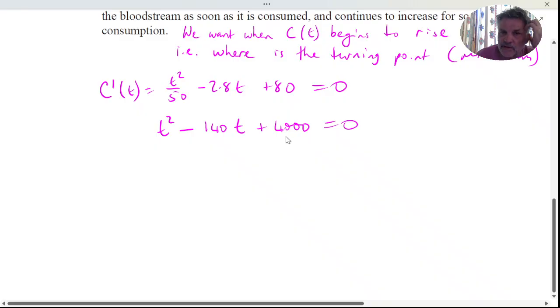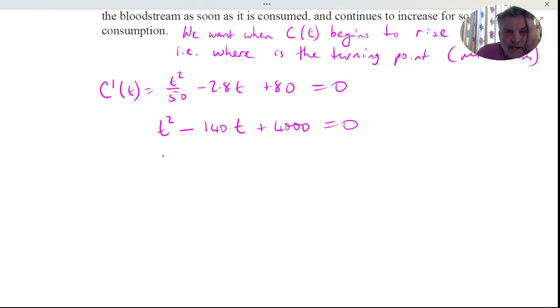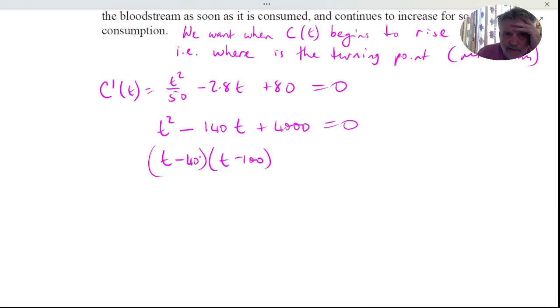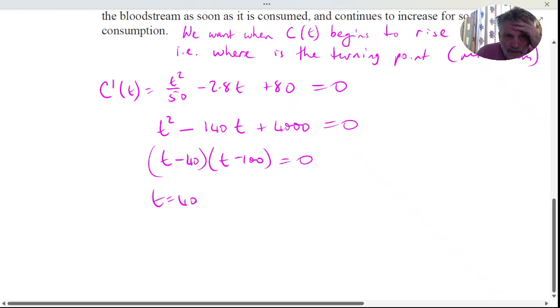We need to find a factorization of this. And it looks like (T - 40)(T - 100). 100 times 40 will give us 4,000, and minus 100 and minus 40 gives minus 140. So T equals 40 or T equals 100. And we want which one's going to be the minimum.